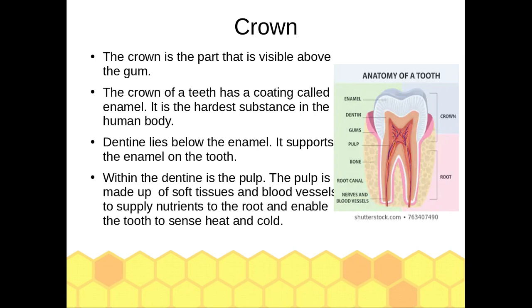The crown is the part that is visible above the gum. The crown of a tooth has a coating called enamel, and the next part is dentine. Dentine lies below the enamel, and the third one is pulp. The pulp is made up of soft tissues and blood vessels to supply nutrients to the root and enable the tooth to sense heat and cold.